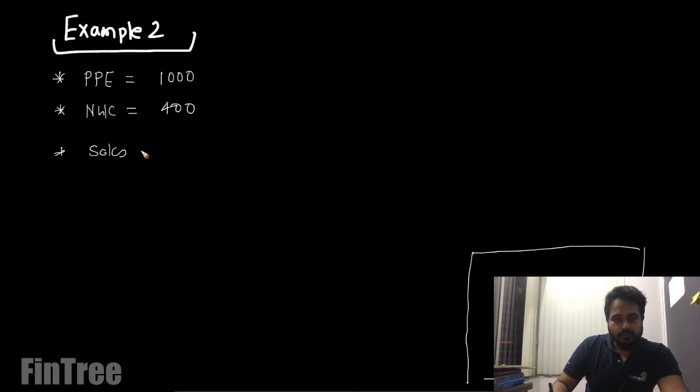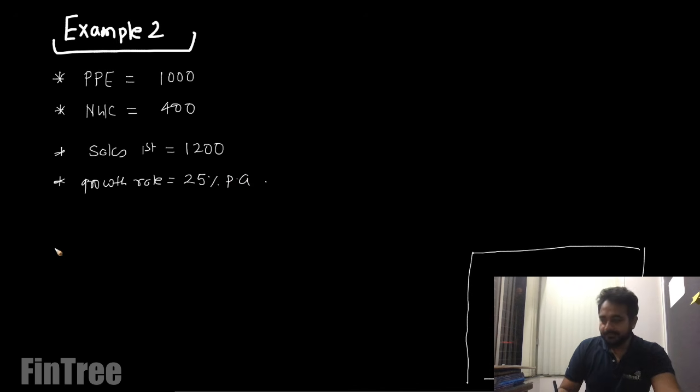Then sales for the first year would be 1,200, and the growth rate in sales would be 25% per annum after the first year. So your sales will keep on growing at the rate of 25% per annum.